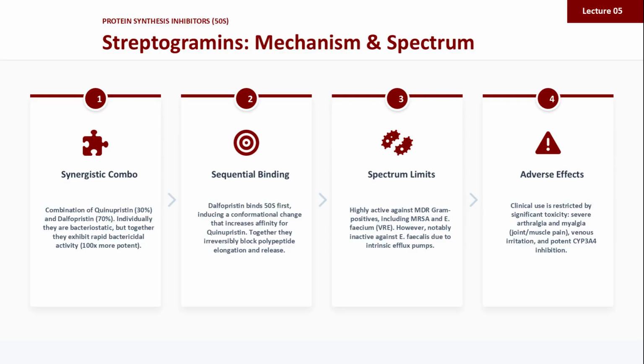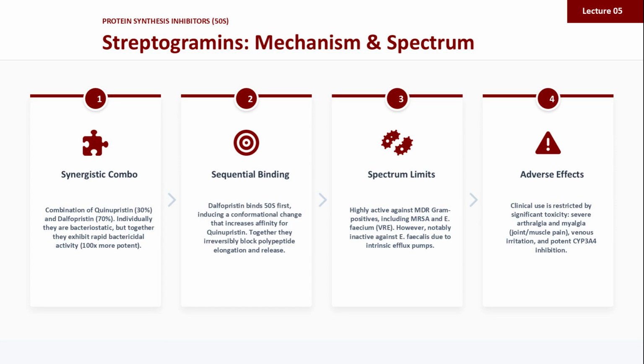Now coming to the spectrum, these drugs are mainly active against gram-positive bacteria, especially resistant ones like MRSA and VRE, Enterococcus faecium. However, an important limitation is that they are not effective against Enterococcus faecalis, mainly due to intrinsic resistance mechanisms like efflux pumps. So always remember: VRE, faecium, yes; faecalis, no.